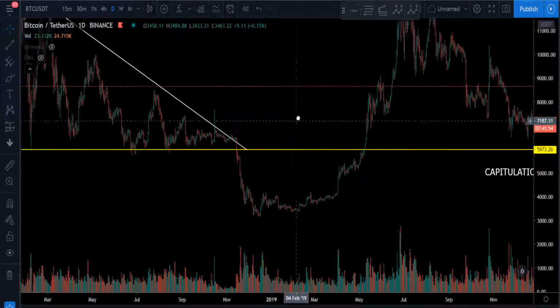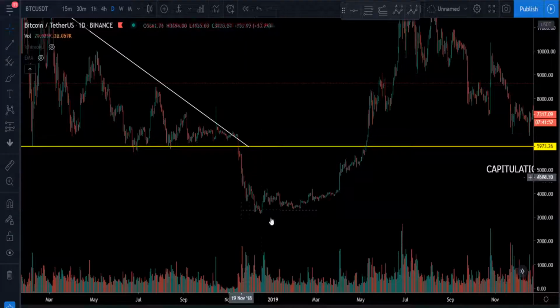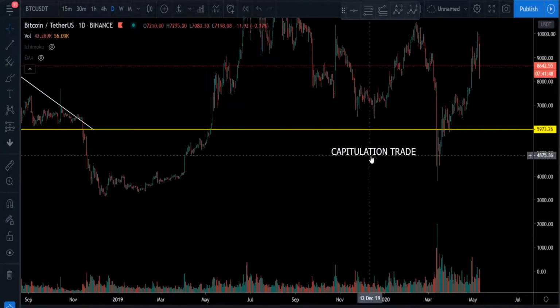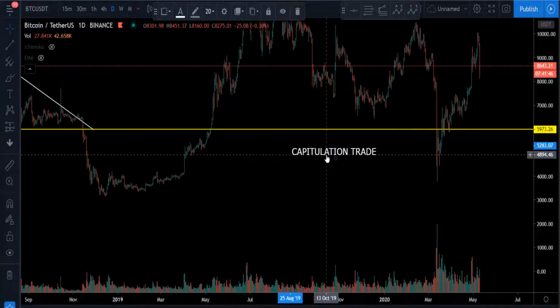Sometimes it plays out like in the Corona epic bounce play. Sometimes it takes more time, but this is why we allocate money in our trading account, the capital. We allocate 20% of it for this kind of situation. You can allocate 10%, 20%, 30%, it's up to you guys, but that's the capitulation trade.